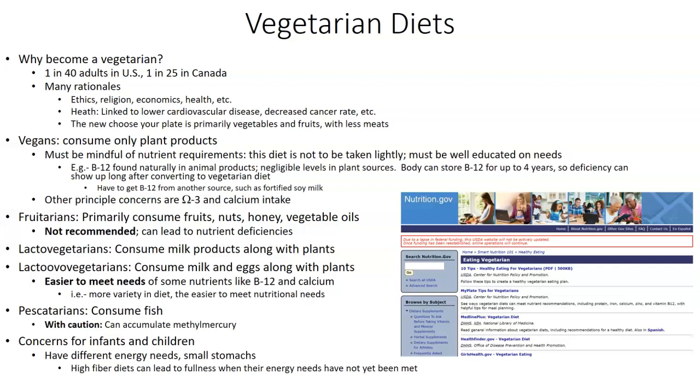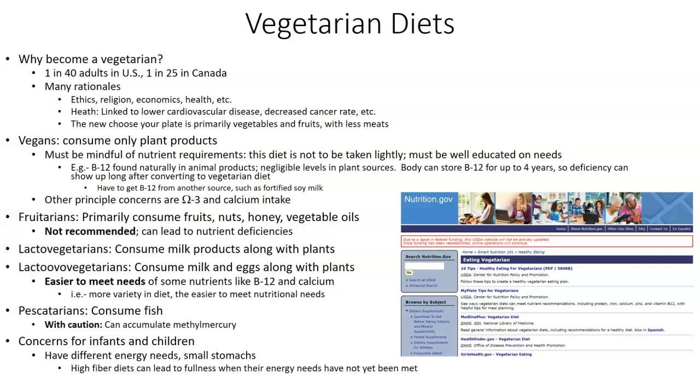There's different groups of vegetarians. We're going to go through these definitions pretty quickly for you. Vegans consume only plant products. So if you say veganism, that means they're not going to consume anything from an animal at all. This group, while excellent, is sometimes difficult to follow, and you have to be careful when on it. Because, for example, vitamin B12 is an essential vitamin. You need it in your diet for functioning of your body. It's only found in animal products. You do not find that in plants.